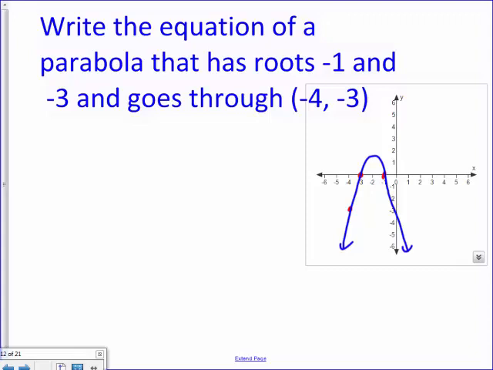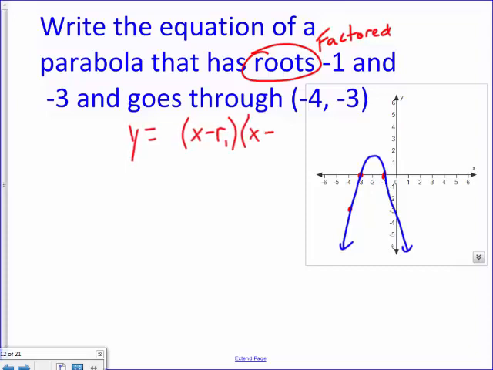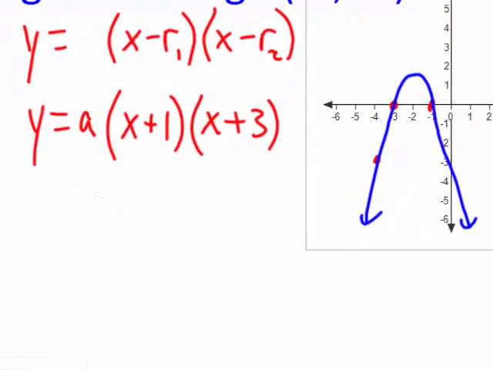All right, so let's start with this. Well, it gave us roots, so what form should we use? Yeah, we want to use our factored form because that's where we put our roots in. In factored form, you take the x and you subtract whatever the root is: root 1, and another root, root 2. So x minus -1 would really be x plus 1, and x minus -3 would really be x plus 3. And we still have to consider the fact that there could be a vertical stretch, so I need to put in a here. Let's solve for that a.